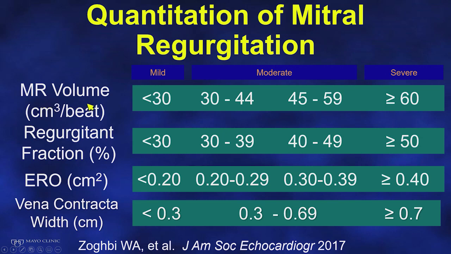The mitral regurgitation volume, 60 cc's. Regurgitant fraction, 50%. The ERO, 0.40 centimeters squared. And the vena contracta width by 2D, 0.7. If you did a biplane, it would be 0.8. But these need to really just be committed to memory prior to your taking the boards.